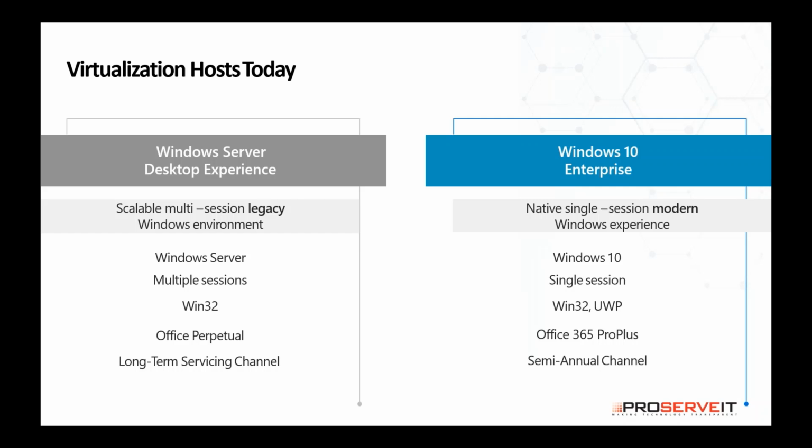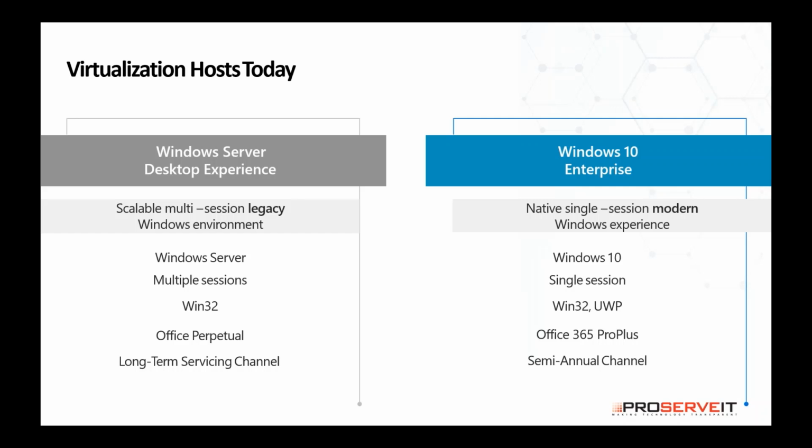with minor feature increases or updates over time, but it's typically a much slower update channel. The other option we've had is to run native Windows client-based desktops. So with Windows 10, we'd be able to take advantage of a modern Windows experience. We are able to take advantage of Win32 or UWP-based apps. We're able to take advantage of Office 365 Pro Plus with all the associated benefits with that.